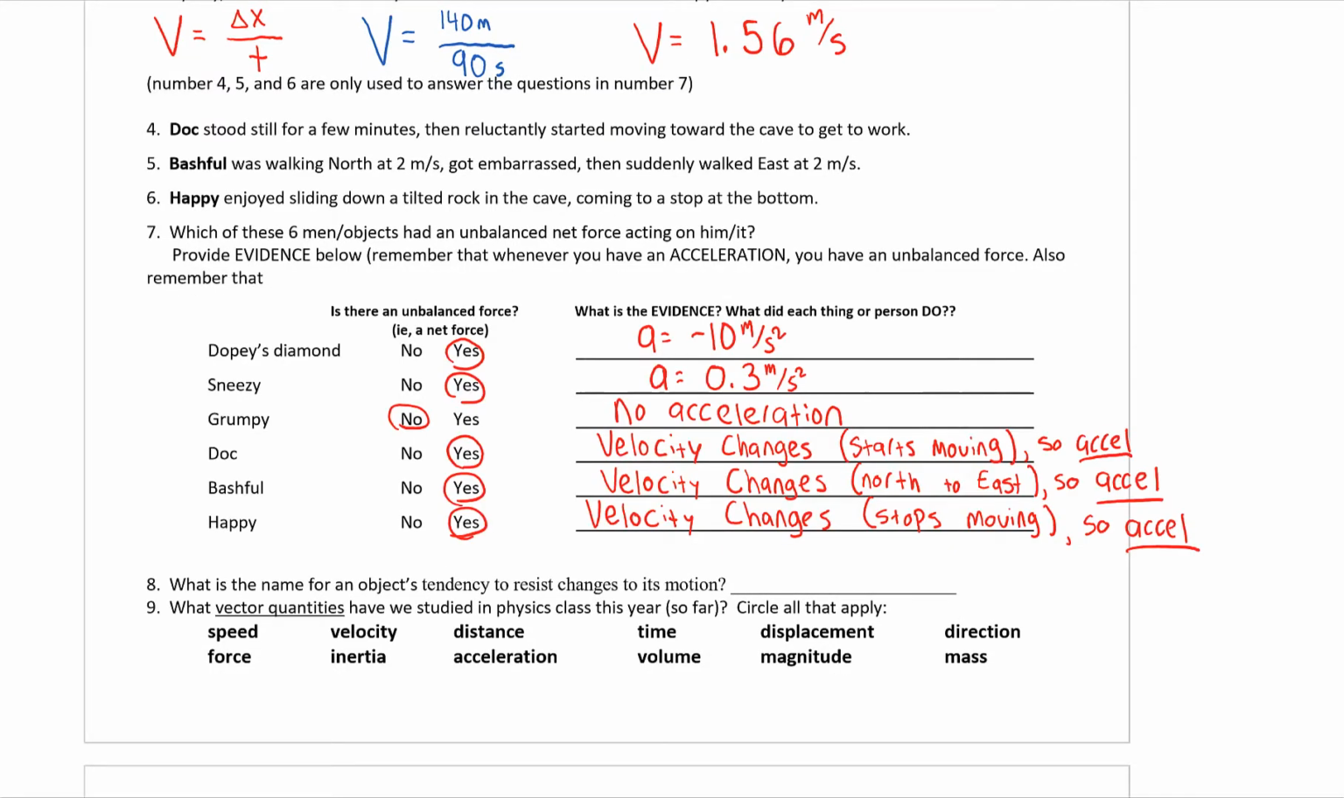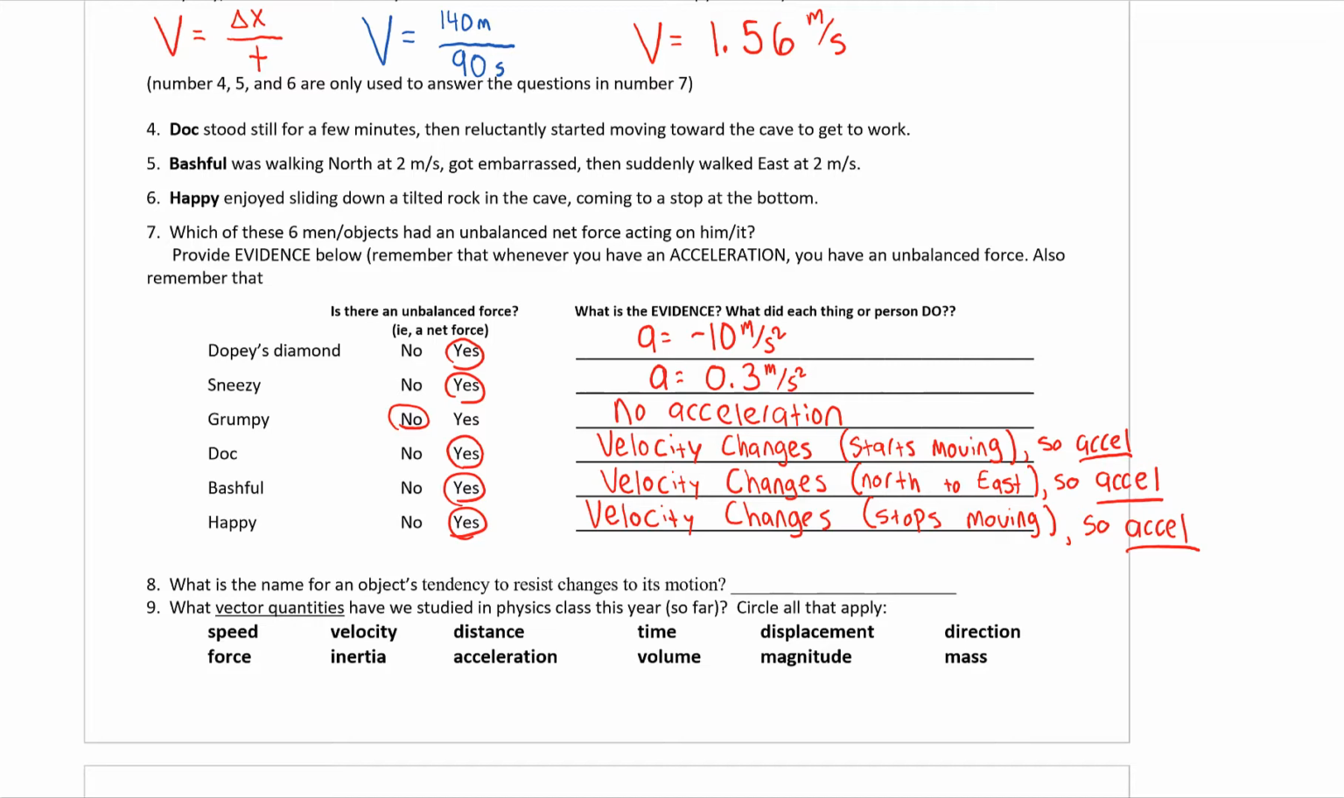Okay, so Dopey's diamond from the first problem is being affected by an unbalanced force because gravity is accelerating it downwards at negative 10 meters per second squared. So because there is an acceleration, there's an unbalanced force. Similarly with Sneezy, we calculated the acceleration, so there is an unbalanced force.